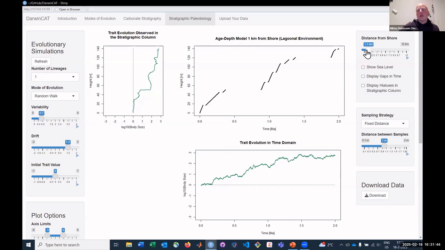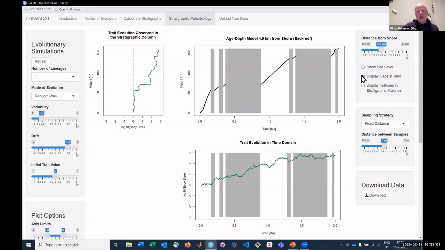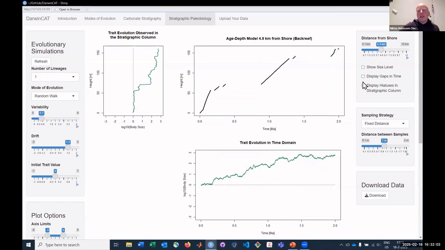And then using these sliders, you can actually just explore how the preservation changes along an onshore-offshore gradient. So you get the different hiatuses here, and everything will always be updated live. You can also highlight the gaps to visually emphasize that, and also emphasize where the hiatus surfaces in your stratigraphic column would be. And then you can nicely see that this jump in trait value actually perfectly coincides with a hiatus surface.